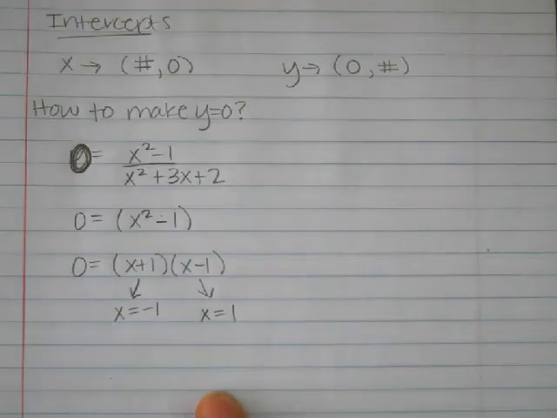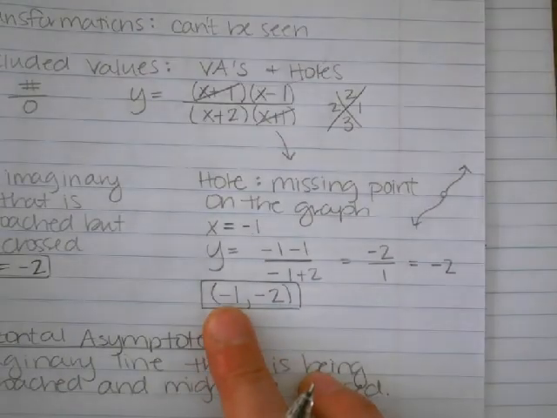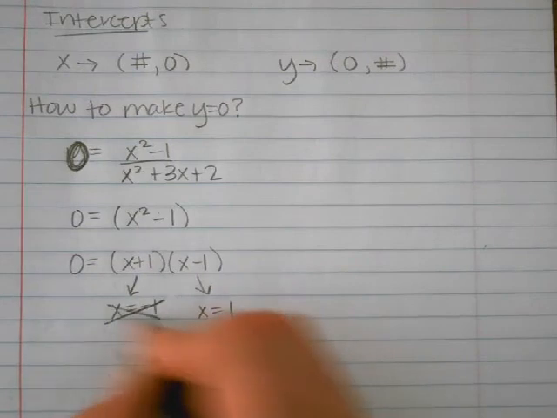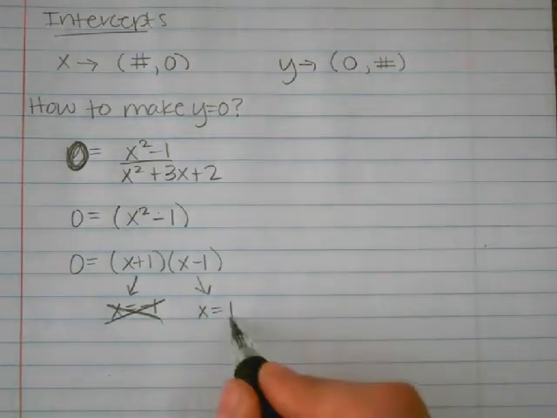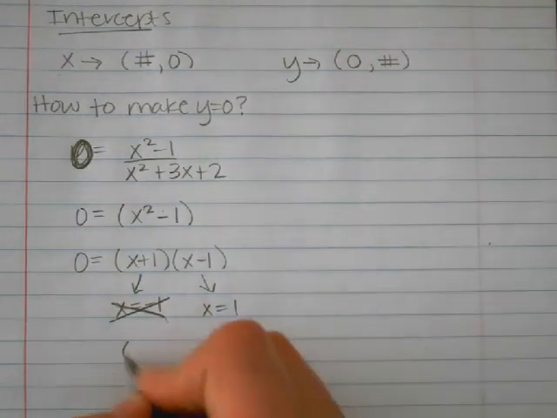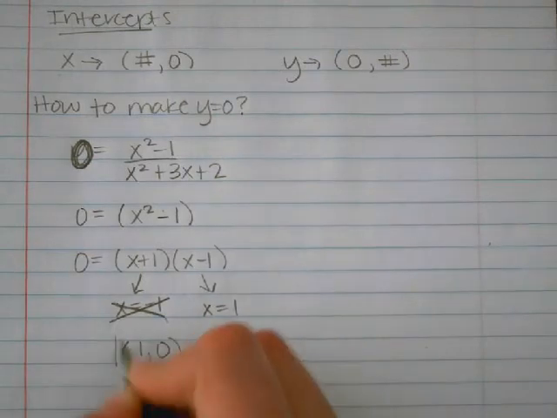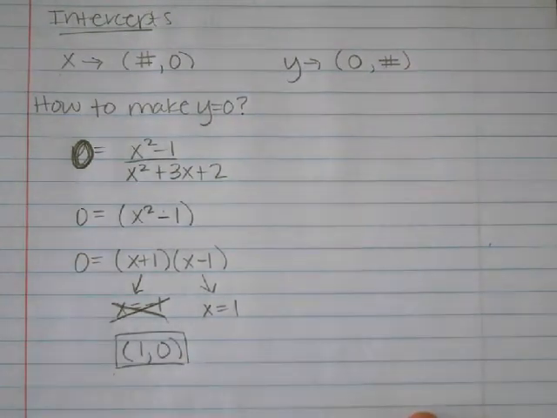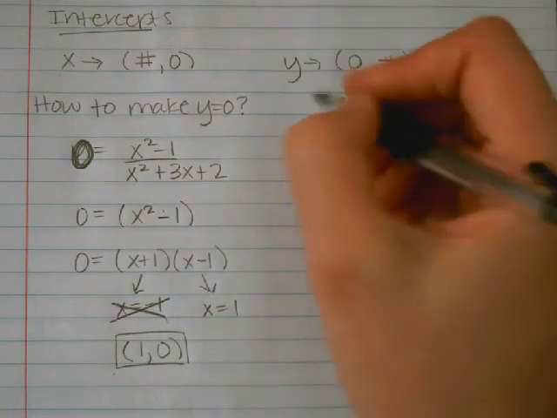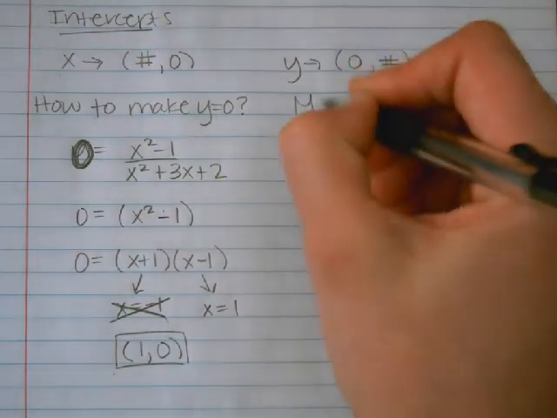Now the graph that we're talking about actually only has one x-intercept. The reason for that is because if we look at our notes, we already found that the x value of negative 1 was a hole. It can't be an x-intercept if it's also a hole. So x equals negative 1 is not an x-intercept, that's a hole. And so x equals positive 1 is the x-intercept that we have. So there's our x-intercept. To find the y-intercept, we just have to make x equal 0.